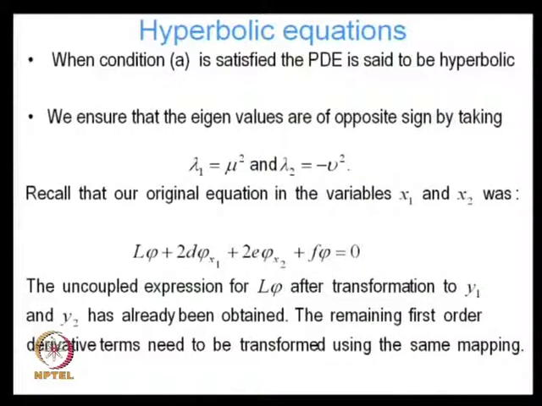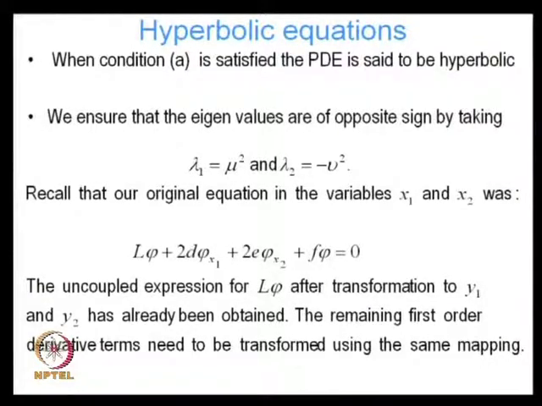When condition A is satisfied, the partial differential equation is said to be hyperbolic. That's just a definition. What is that condition? Its eigenvalues are of opposite signs. One of them is positive, one of them has to be negative. How do we ensure that? We said lambda 1, the first eigenvalue, is some square, and the second eigenvalue is the negative of a square, so it has to be a negative number.